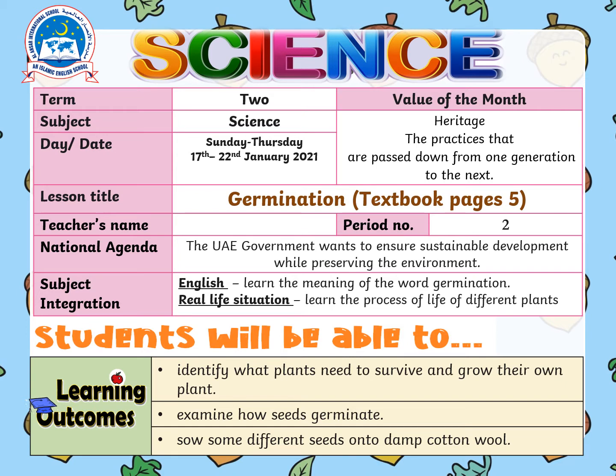Lesson 2. The topic is germination. In this lesson you will learn to identify what plants need to survive and grow their own plant, examine how seeds germinate, and sow some different seeds onto damp cotton wool. So we have lots of interesting fun coming in this lesson today.